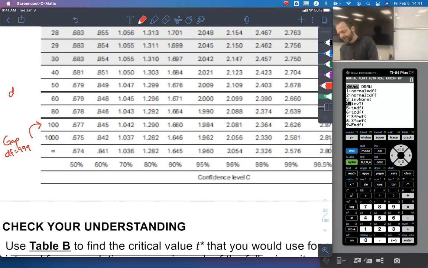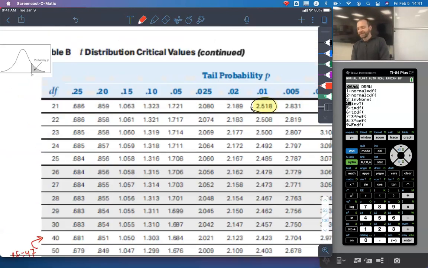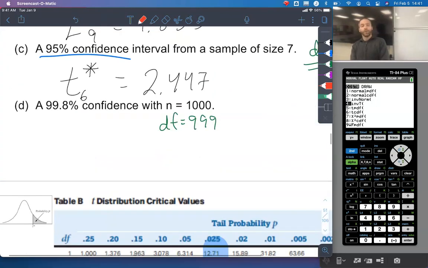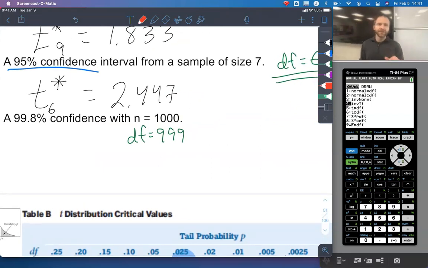So if I had a degrees of freedom of 47, yay, congrats, it's close to 50, but you know what? You're going to have to go down to 40. And that's kind of a flaw with table B: if it's not in the table, what do you do? What we can do is use our calculator to help us.